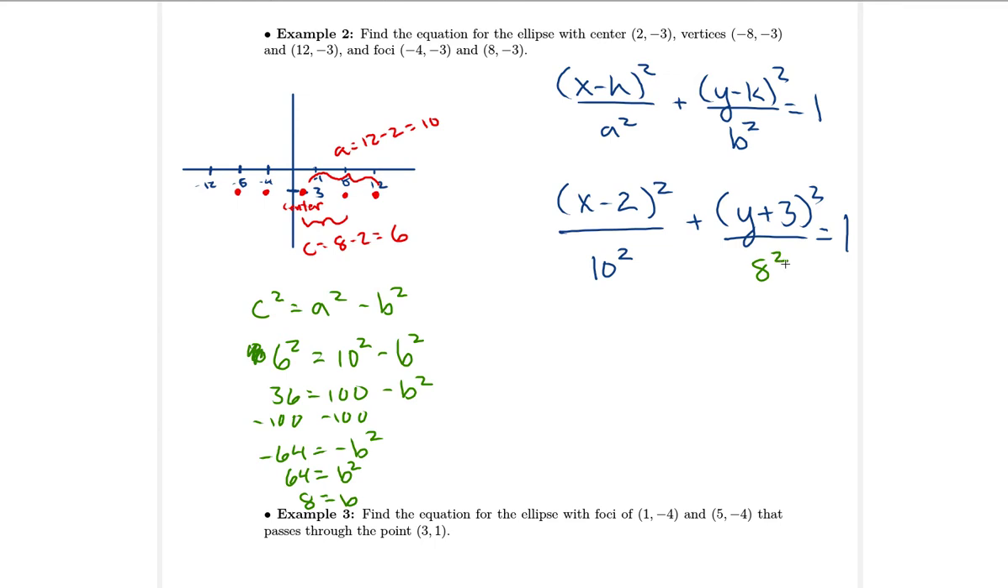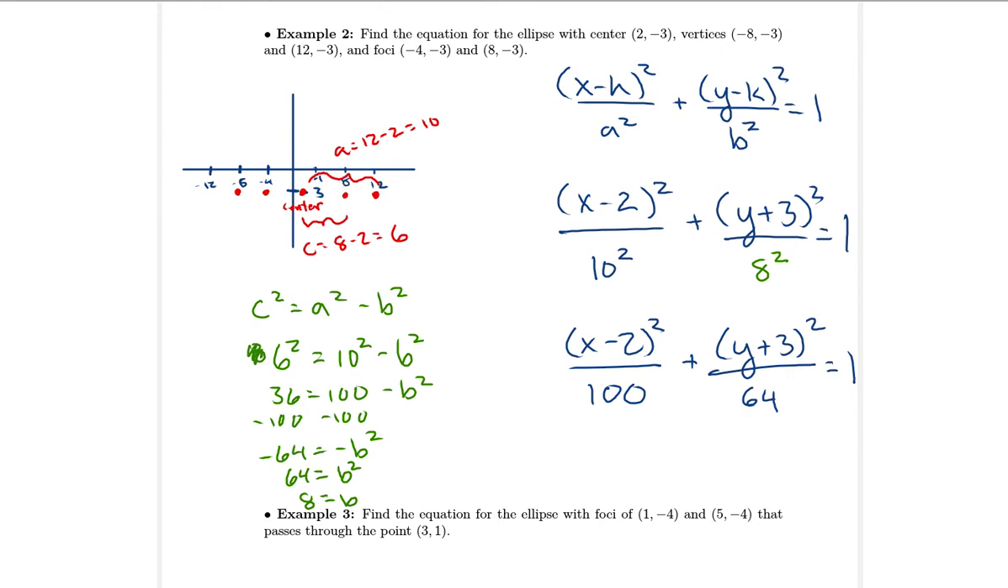So 8 squared goes right there. And then just to put it all cleaned up, this would be (x minus 2) squared over 100 plus (y plus 3) squared over 64 is equal to 1. All right, so for me, the key to this, and notice I didn't even bother to finish graphing this, although I could if I wanted to at this point.